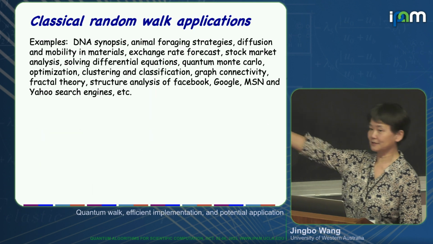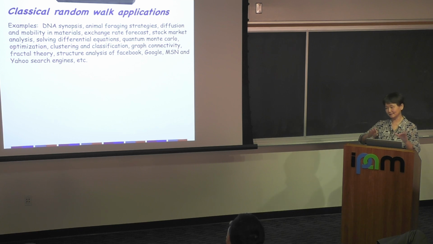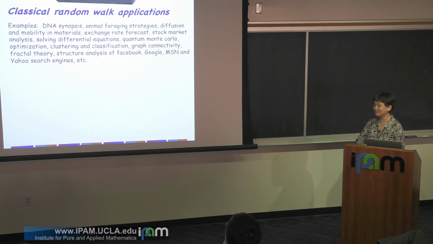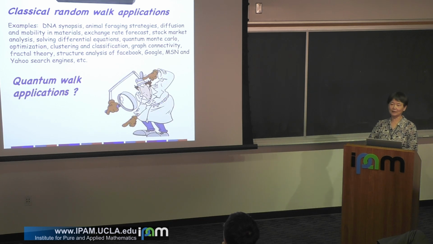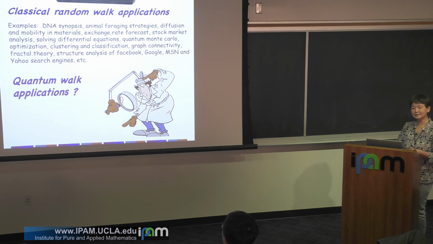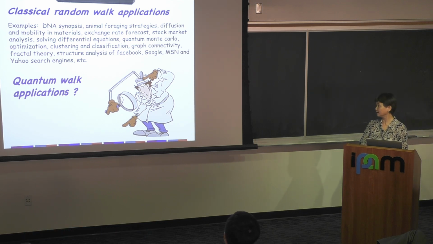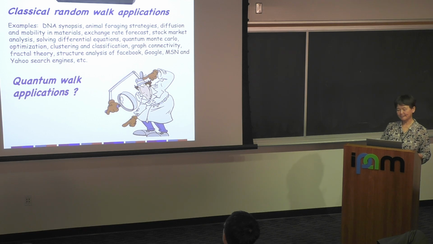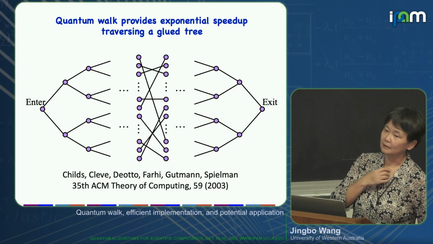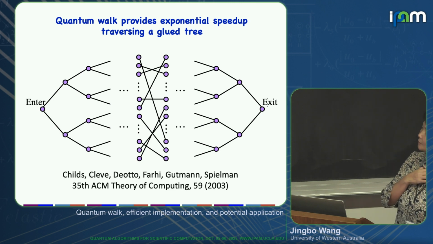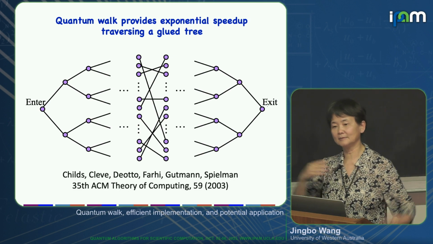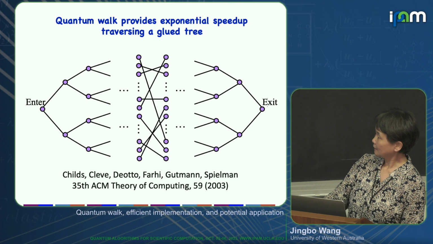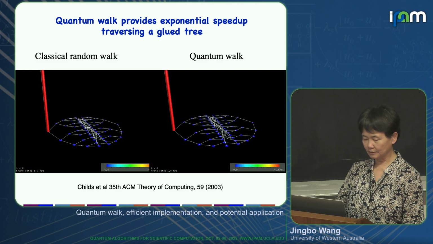And I just did a very quick Google search. I said, Google, tell me what are the applications of classical random walk. It gives you a huge list, much longer than this. And naturally, we ask, can we apply the quantum walk, its analogous version, to help us to do something useful? So this is one of the milestone papers by Andrew Childs and others. So they looked at this glued tree back-to-back structure, and I'll show you what happens.